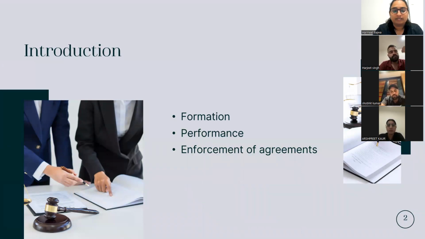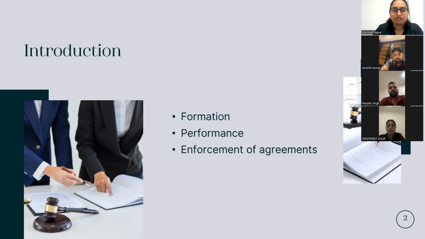Formation of a contract. To be legally binding, it must meet certain requirements. These include an offer and acceptance, consideration, capacity to contract, and legality of purpose. An offer is a proposal made by one party to another. It must be specific, clear, and communicated to the other party. Acceptance is the other party's agreement to the terms of the offer. It must be communicated to the offerer and unconditional.